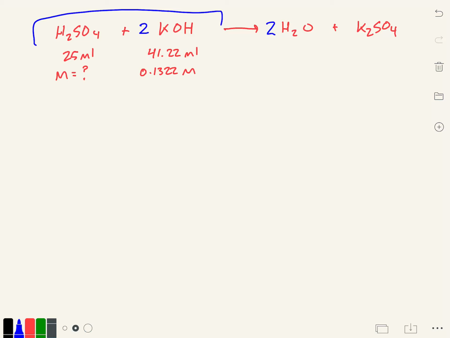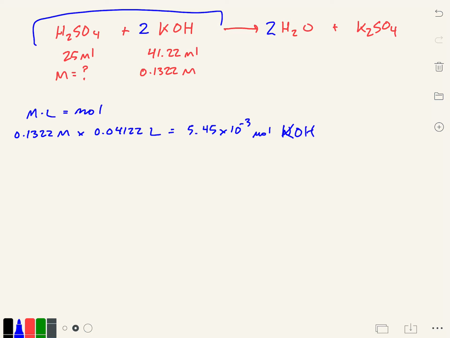Okay, same thing. Let's figure out how many moles of base we added. So molarity times liters is moles. We've got 0.1322 molar times 0.04122 liters. 0.1322 times 0.04122. So this is 5.45 times 10 to the minus 3 moles of KOH. So that's how much base we added.